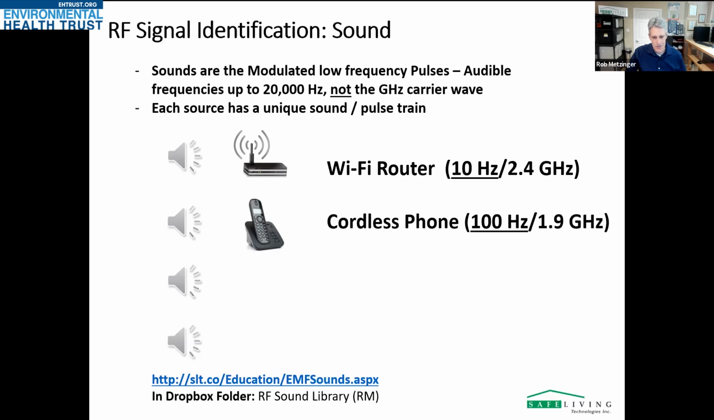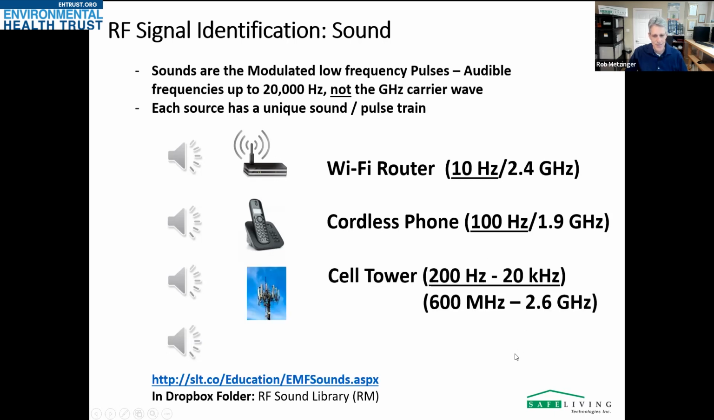Then we have cordless phone. So that's 100 hertz. So you can hear the difference in the tone of the sound. So that 10 hertz is a much lower tone than this 100 hertz tone. And this just happened to be a 1.9 gigahertz signal, but it's 100 hertz, 100 pulses per second.